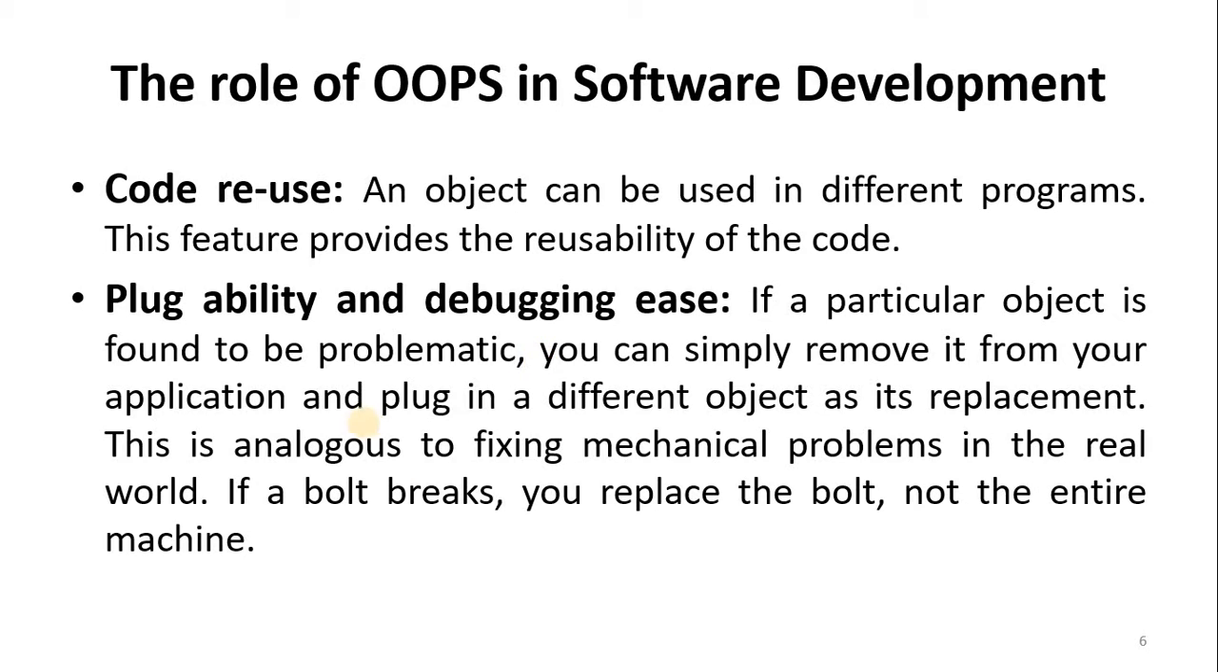For example, we can take an example. When you are looking into mechanical problems where there is a problem with some bolt, we can simply remove it and replace that bolt or screw or some part of the mechanical machine, but not the entire system. So this is a good example in the real world.